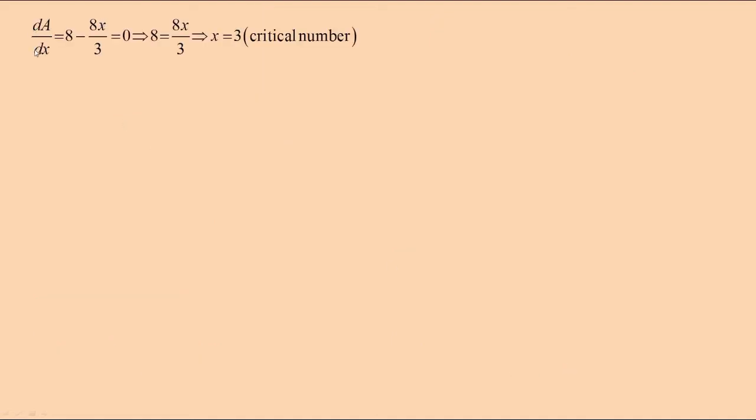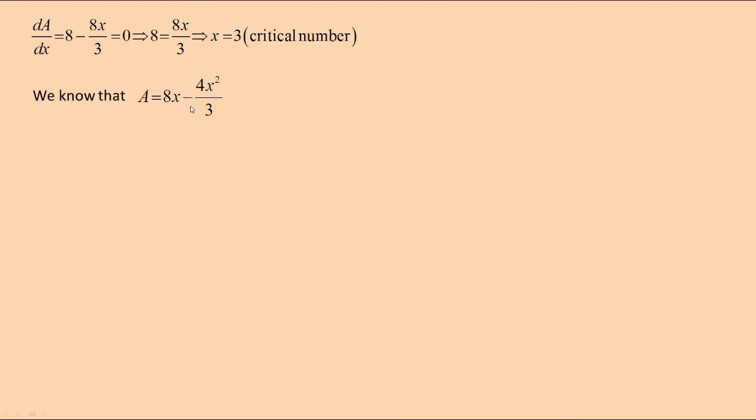See here, dA by dx, 8 minus 8x by 3, equated to 0. That is 8 is equal to 8x by 3. This 8 will cancel, this 3 can go to this side, so you will get x is equal to 3, which is the critical number. Therefore you will have to apply the values of x in the expression for the function A.